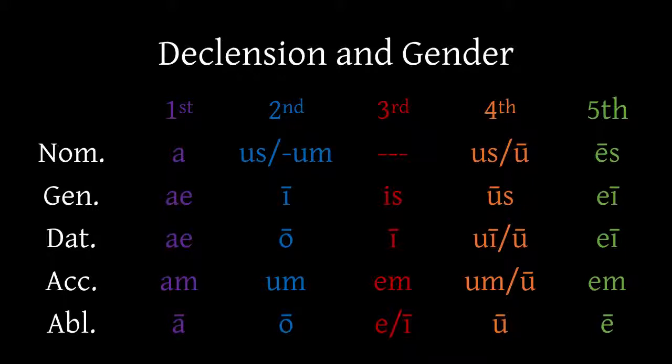A declined noun will always have these three aspects to it: case, number, and gender. And understanding these three aspects of a noun will help you to understand how the noun functions in the sentence and which other words in the sentence it agrees with or connects to.